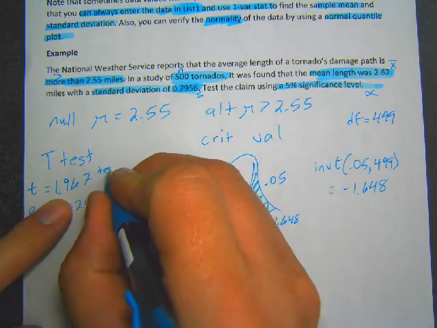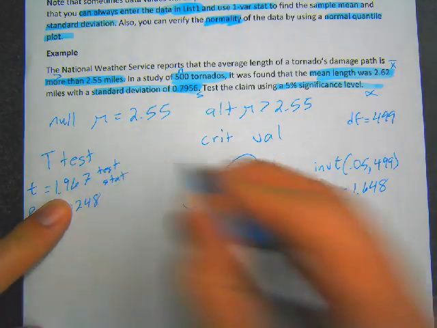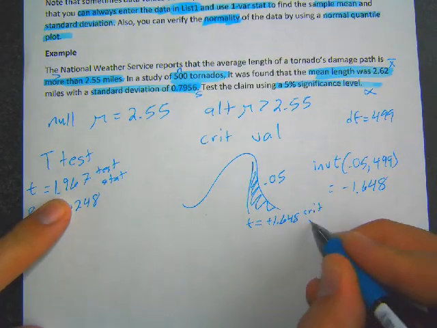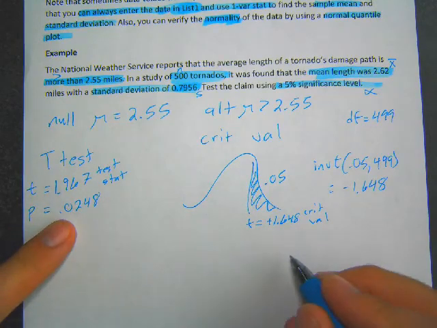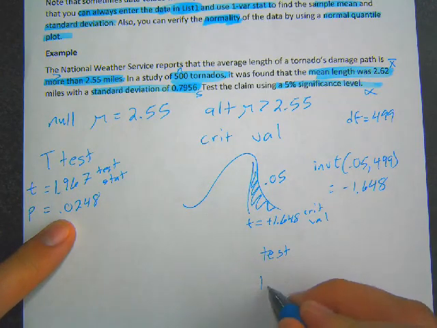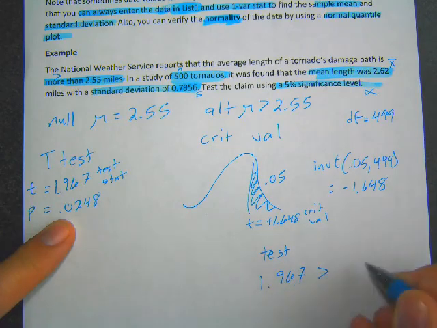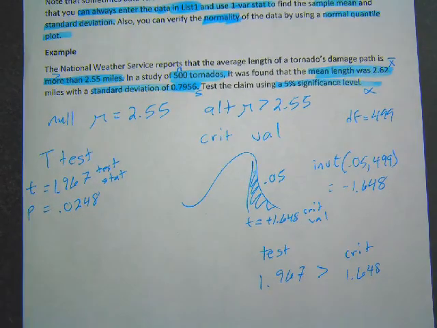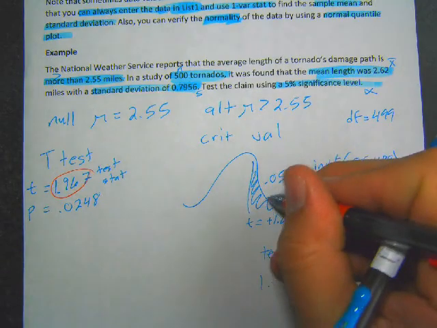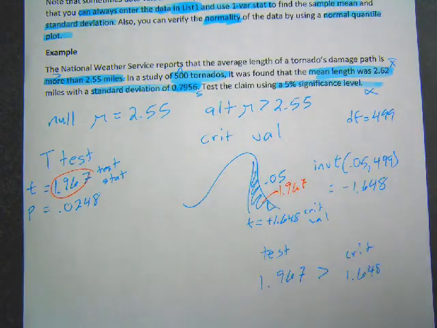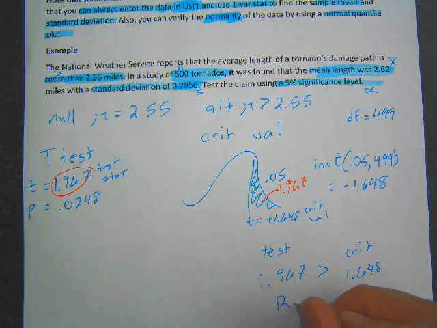So again, our test statistic we got using the calculator. Now we just found the critical value. We always compare those. In this case, the test statistic of 1.967 is bigger than the critical value of 1.648. And since the test statistic is bigger, it basically tells us that this value is going to be way over here. 1.967 is going to be in the critical region, and so we would reject the null.